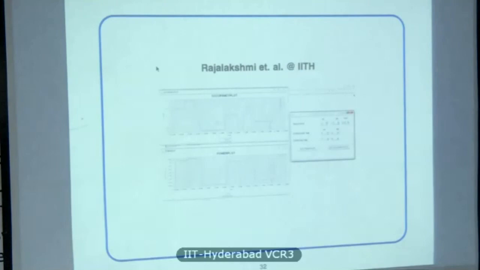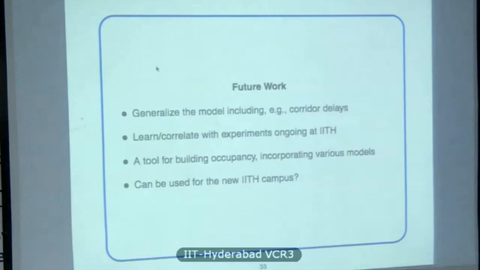All right, so this is some future work: generalize the model including corridor delays. Most people spend most of the time in the corridor chatting, so incorporate that. Learn and correlate with experiments that are ongoing at IIT Hyderabad. So finally, you can think of building a tool for estimating building occupancy, incorporating various models, not just the simplistic model that we have taken, but even other models, as potential methods for simulation. The question is, can we use it for the new IIT Hyderabad campus? If I have any questions, I'll be happy to answer.